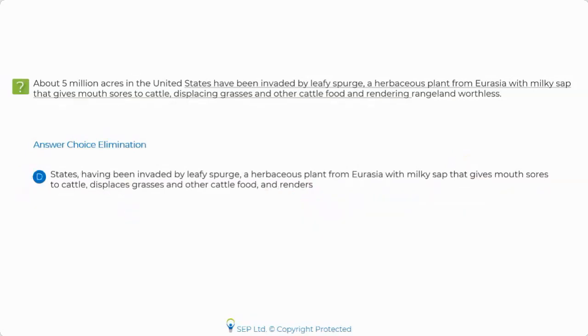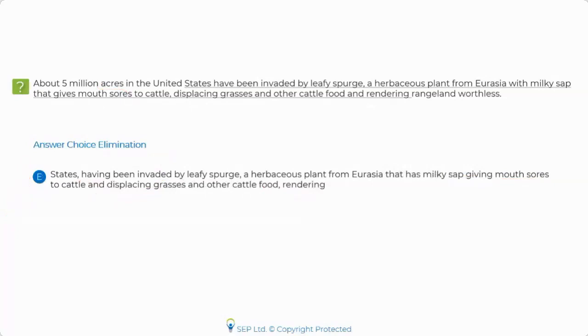D, you don't even have a verb. No verb for acres, because "having been invaded by leafy spurge" is not a verb. If you don't have a verb there, you don't really have a sentence. And again, you have sap that gives mouth sores, sap that displaces grasses and sap renders. So D is out. It seems everything is being done by the sap only, which doesn't make sense.